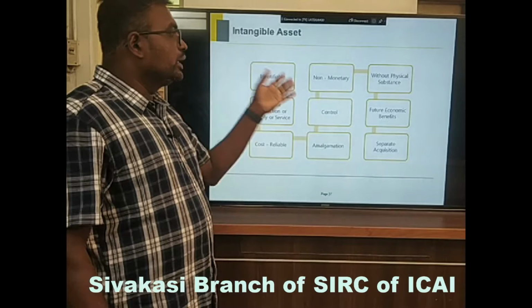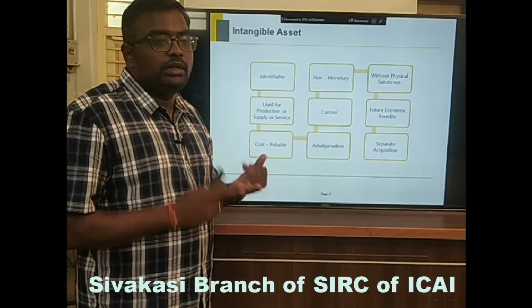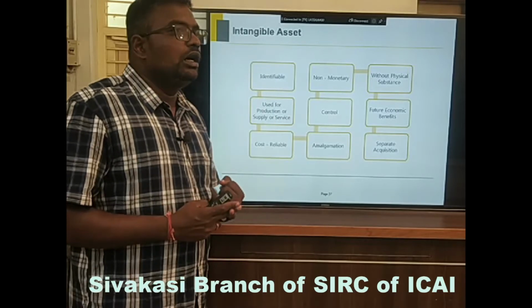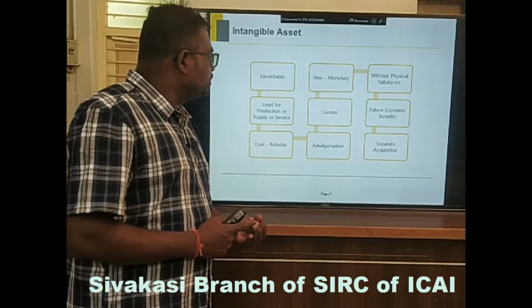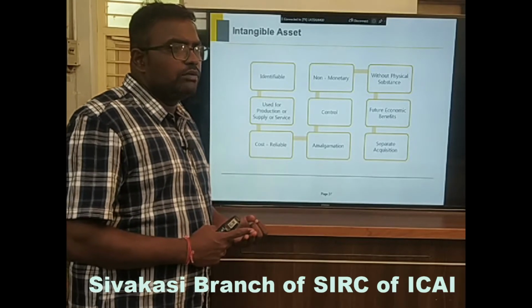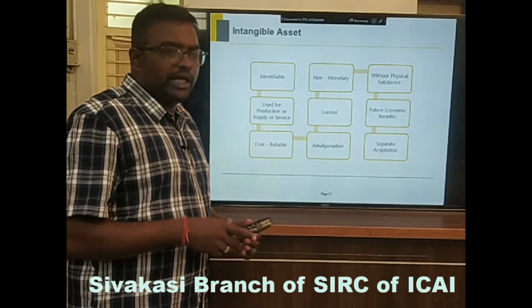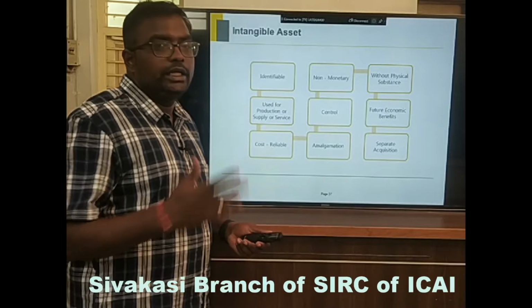So when to recognize an intangible asset? The intangible asset should be an identifiable asset. How do you identify an intangible asset? It means you have a patent registered, copyright registered. Is it always necessary for you to have legal enforceability? Might not be, but mostly it should be there. Then only it is an identifiable asset.